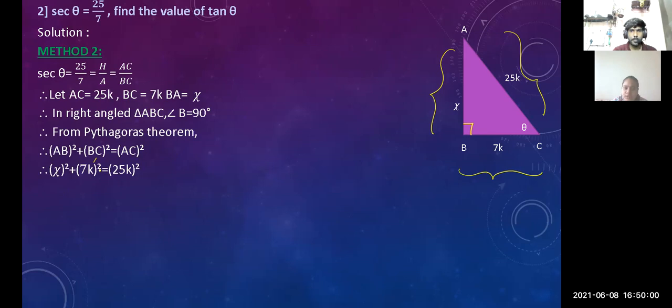In an exam, if the method is not specified, method 1 or method 2, you do whichever you find easy. So which is easy? First one, obviously. Method 1, directly using the trigonometric identities.